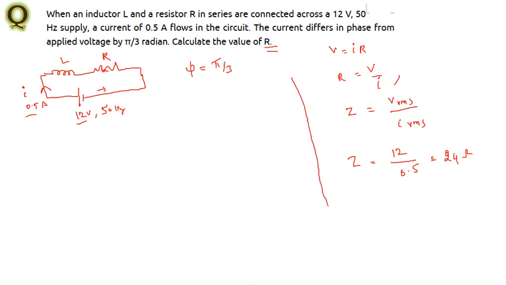Now power factor, I already told you this in the previous problem. Power factor is cos phi, and cos phi is equal to R divided by Z. What they are asking in this one is the R value. So R is equal to Z into cos phi. The phi value they have given, and we found the Z value, that is 24 into cos of pi by 3, that is 60. Cos 60 is 1 by 2.